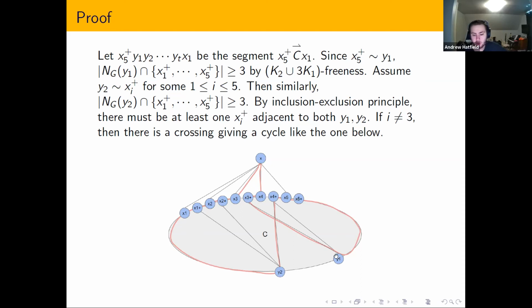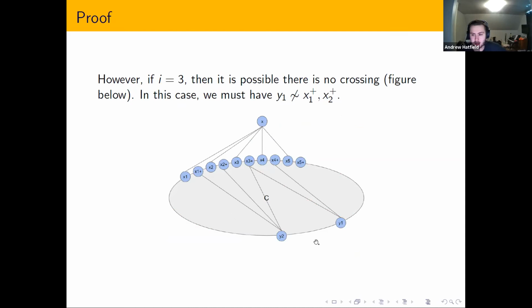If that vertex is not x sub 3 plus, then everything is easy. We get a crossing and we can use the lemma we described before. However, in the case where we do have x3 plus, we have to find a slightly different contradiction. You can see in this example, there's no crossing in that case.